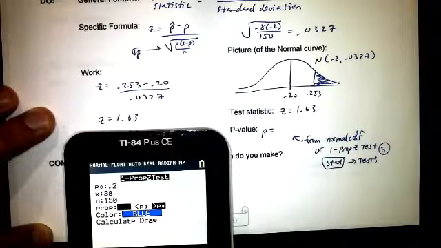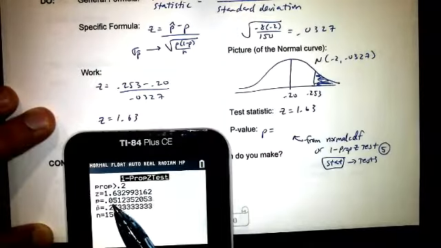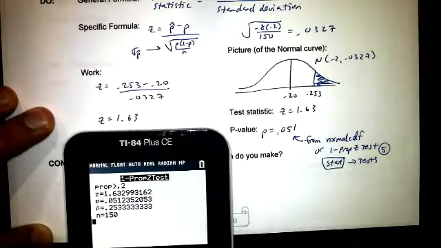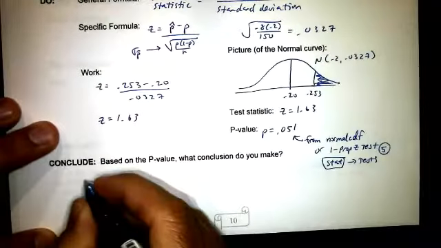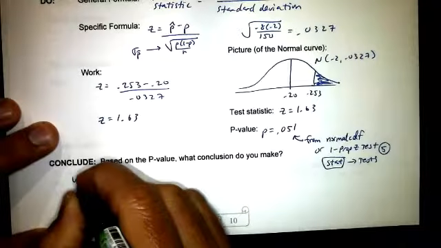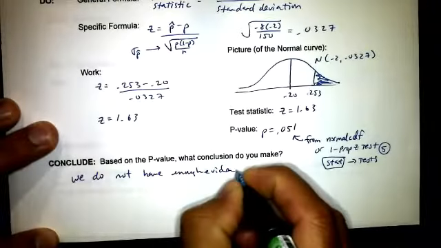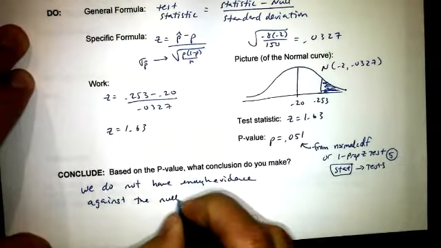Good job. And look at our p-value there. Our p-value is 0.051. So we're trying to see if that is less than 0.05 or 5%, and it's actually just larger. So our conclusion is we do not have enough evidence, and we want to say we don't have enough evidence against the null hypothesis, since 0.051 is actually greater than 0.05.